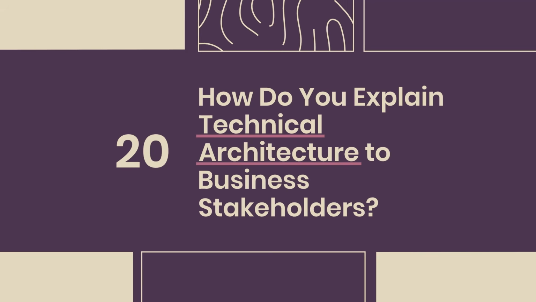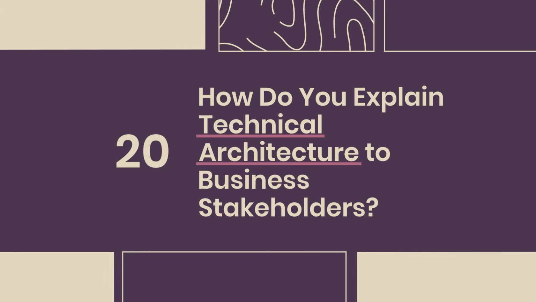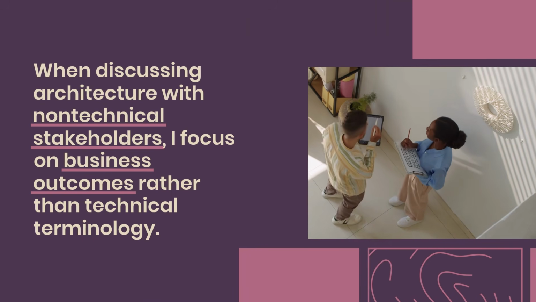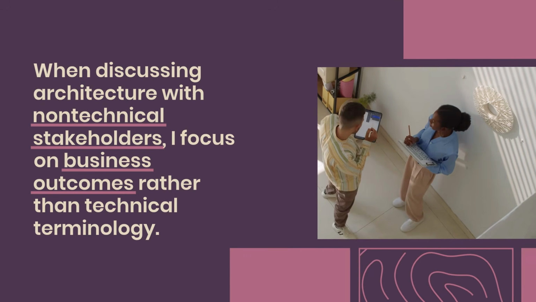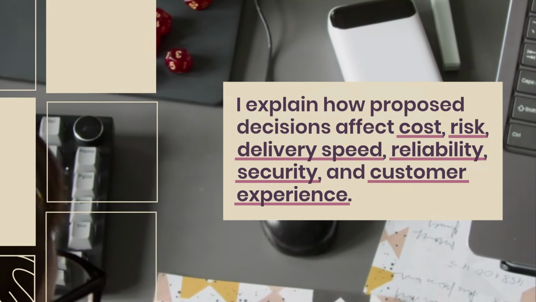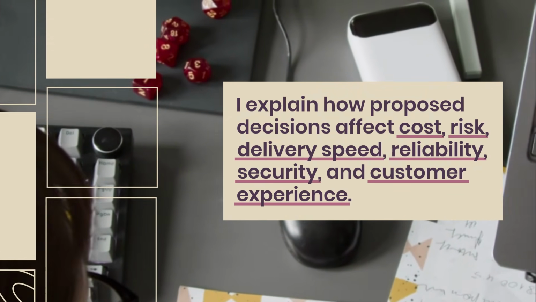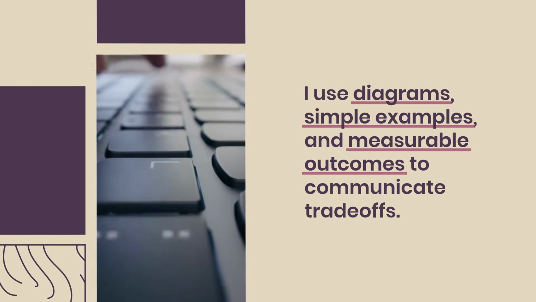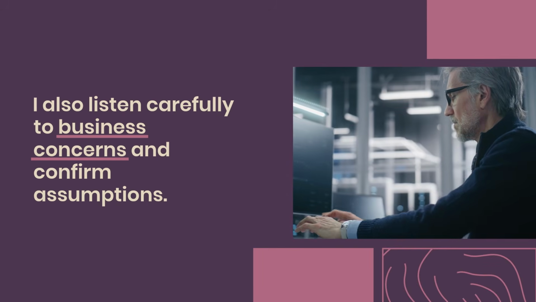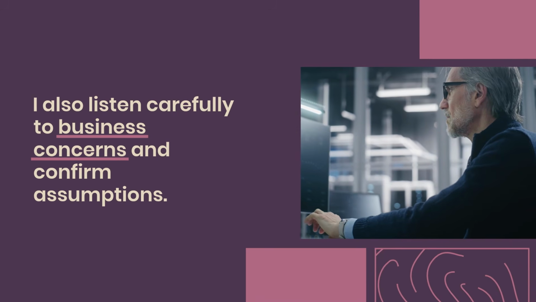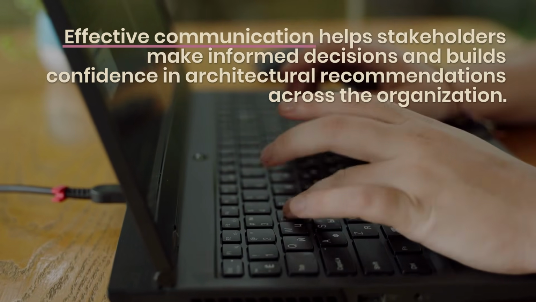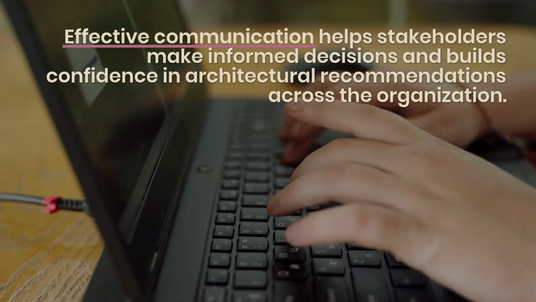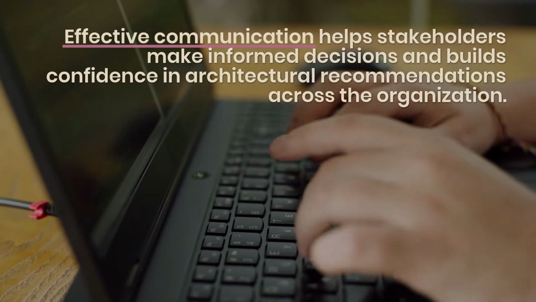How do you explain technical architecture to business stakeholders? When discussing architecture with non-technical stakeholders, I focus on business outcomes rather than technical terminology. I explain how proposed decisions affect cost, risk, delivery speed, reliability, security, and customer experience. I use diagrams, simple examples, and measurable outcomes to communicate trade-offs. I also listen carefully to business concerns and confirm assumptions. Effective communication helps stakeholders make informed decisions and builds confidence in architectural recommendations across the organization.